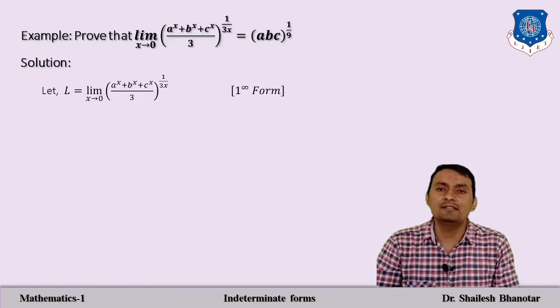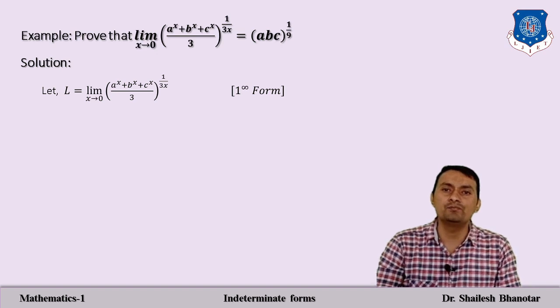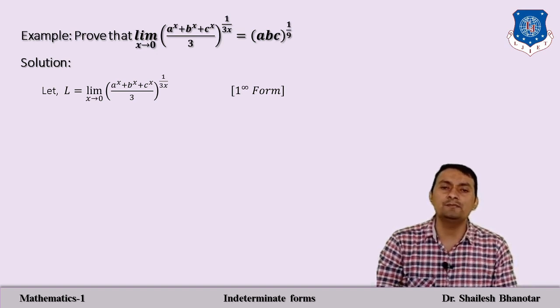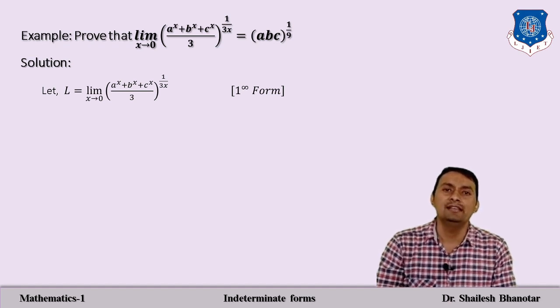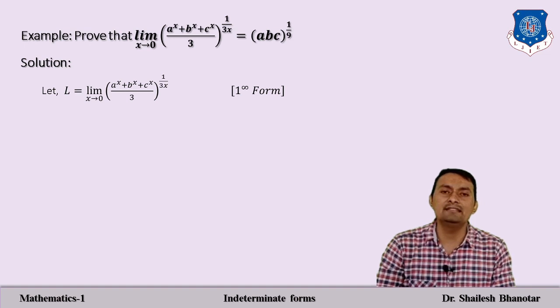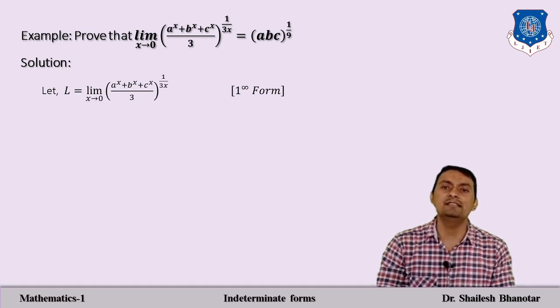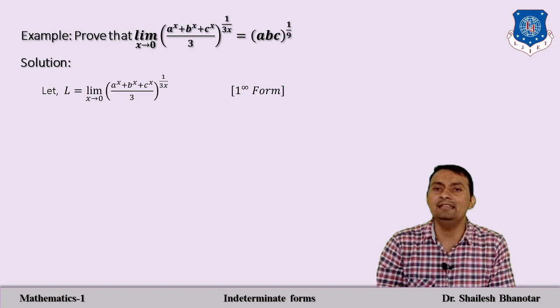So let us look at the first question. Limit x tends to 0, (a^x + b^x + c^x) divided by 3, all raised to 1 divided by 3x, is equal to (abc) raised to 1 by 9. That means we want to show that LHS is equal to RHS. So first we start with the LHS.